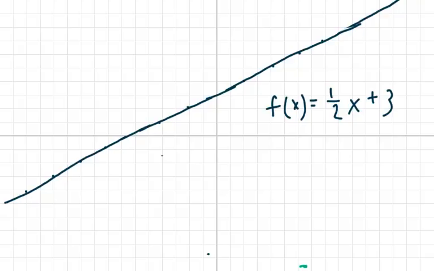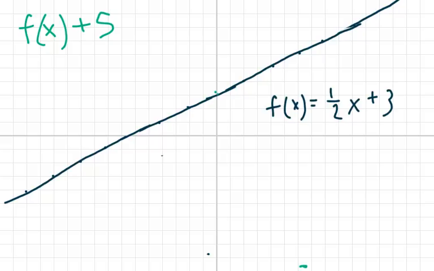So I have here a graph of the function f of x equals 1/2 x plus 3. That's the line that you see. We're going to look at what happens when we translate this by replacing f of x with f of x plus 5. So all we're going to have to do is take each point on the graph f of x.